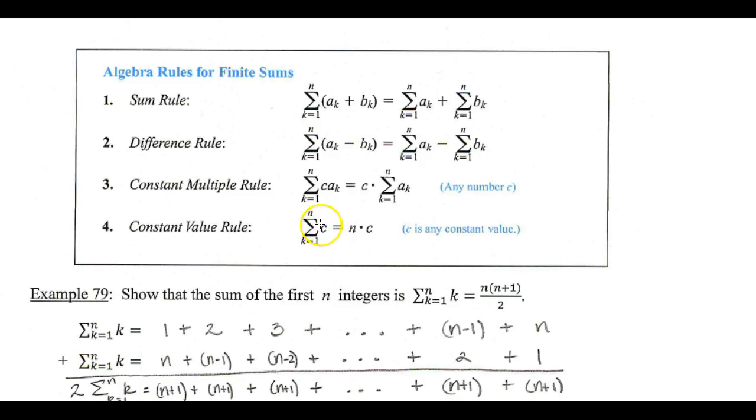And notice that if I have the sum as k goes from 1 to n of c, that's like adding c up n times, right? Because when k is 1, I get c. Plus, when k is 2, I get another c. Plus, when k is 3, I get another c, out to n. So in other words, I have n of those c's, which is n times c. Okay.